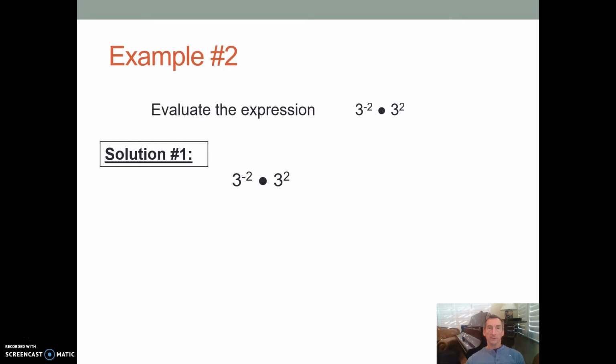So 3 to the negative 2 times 3 to the 2, they have a similar base of 3, so then we can just add the exponents. Take their sum, it equals 0. And if you recall, what's anything to the 0 power? That's right, it's 1. Always will be.